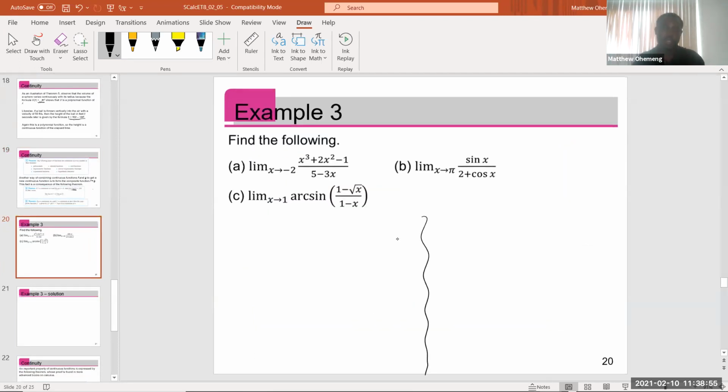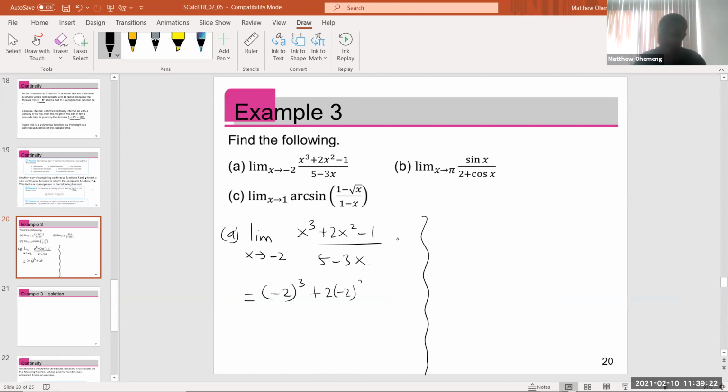So let's try this. Now, these are some of the easiest questions you ever get because you're just doing direct substitution, right? Just direct substitution. So let's try A. How does this look? We have the limit as s approaches -2 of s cubed plus 2s squared minus 1 over 5 minus 3s. So for this one, what is the first thing to attempt? Well, let's try direct substitution. So you have (-2) cubed plus 2 times (-2) squared minus 1 over 5 minus 3 times (-2).